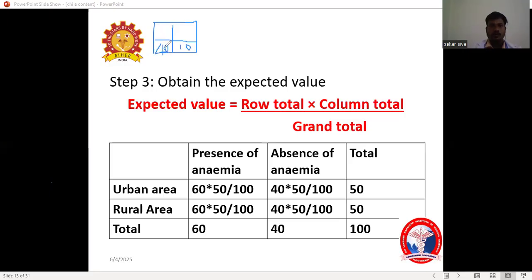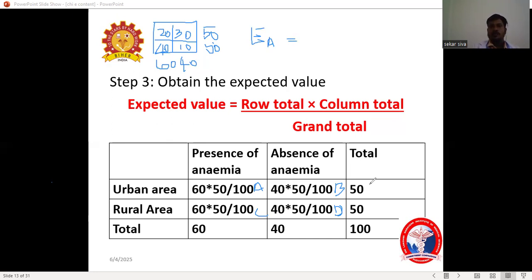40, 20, 30, 50, 50, 40, and 60. Okay, it is A, B, C, and D. We want the expected value for A.